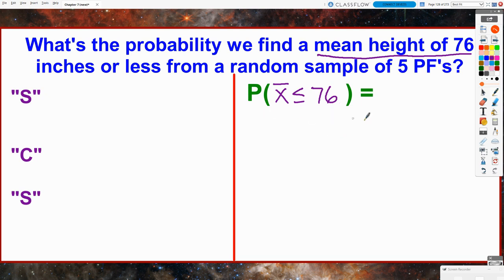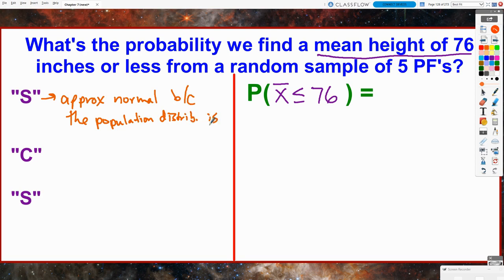Now, before we get to use normal CDF, we need to verify the shape, the center, and the spread here. So the shape will be approximately normal. How do I know the shape will be approximately normal? Because we were told the population distribution is also normal. And again, what happens if it's not normal? We'll talk about that next video. For the center, mu sub x bar is the same as the population mean mu, and we were told that number was 80.1. No condition to check here.